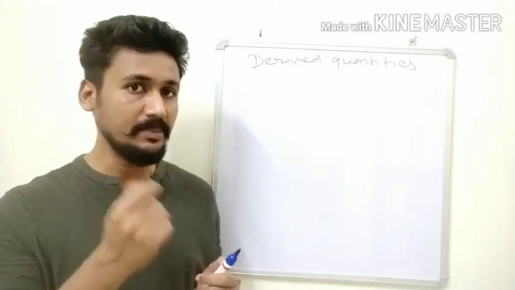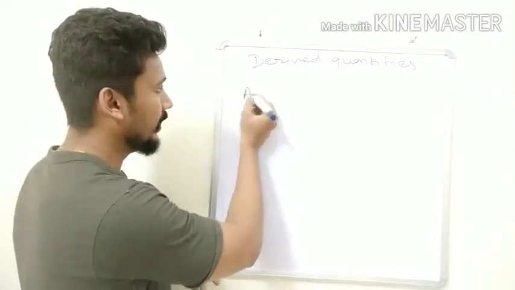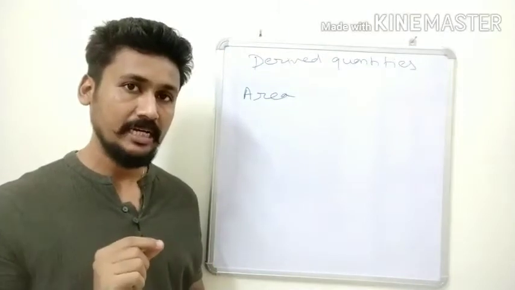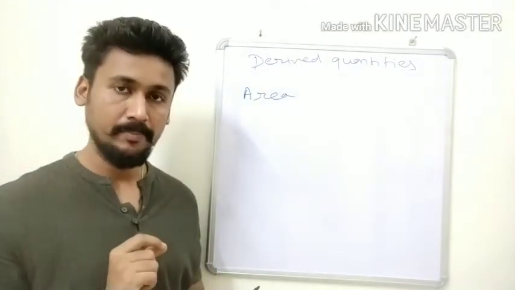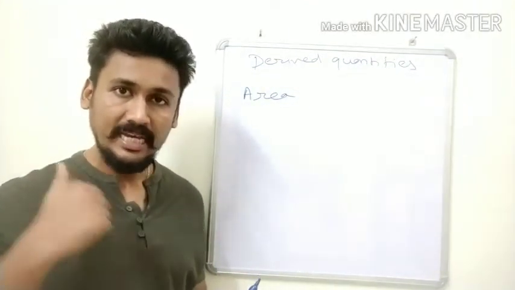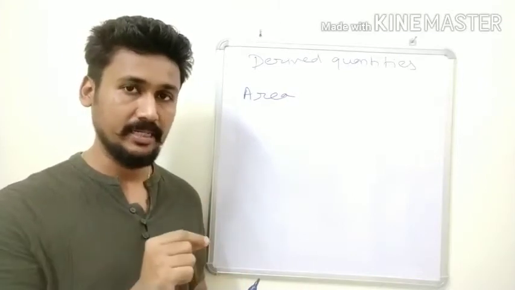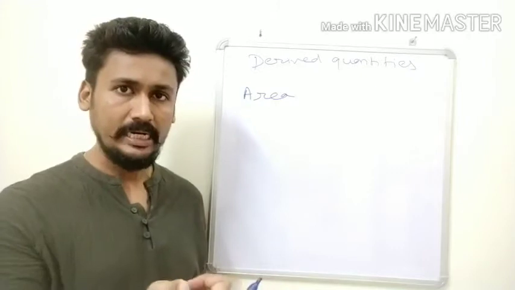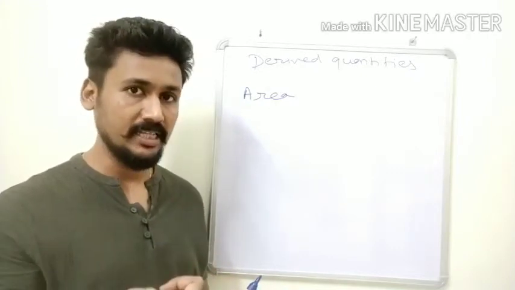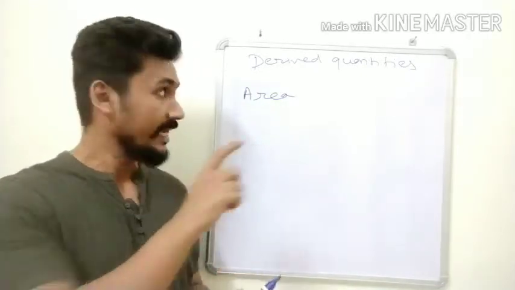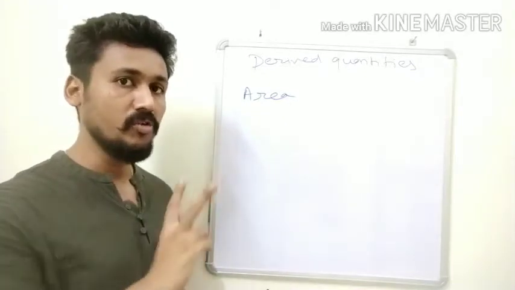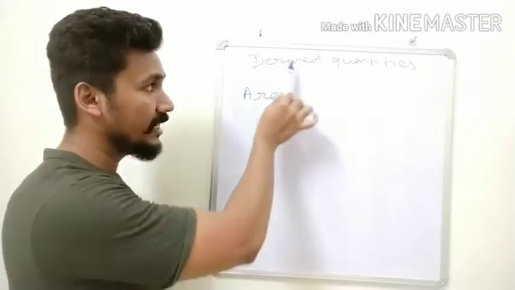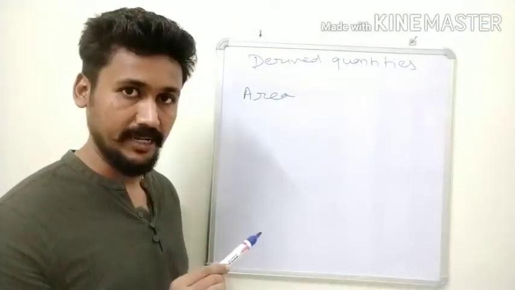Okay, let us see a simple example. For example, the area. If we want to measure the area of our room, what is the formula we will use? Length multiplied by breadth. So length is one fundamental quantity, and breadth, which is also another type of length, is another fundamental quantity. So area is a combination of two fundamental quantities. Length is taken 2 times. Thereby area becomes a derived quantity.